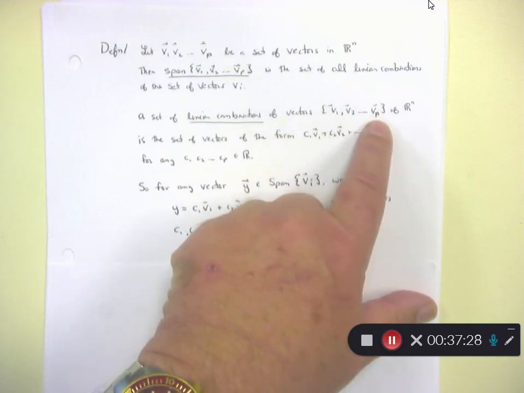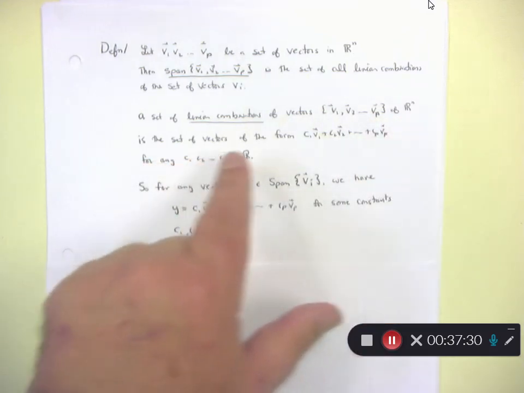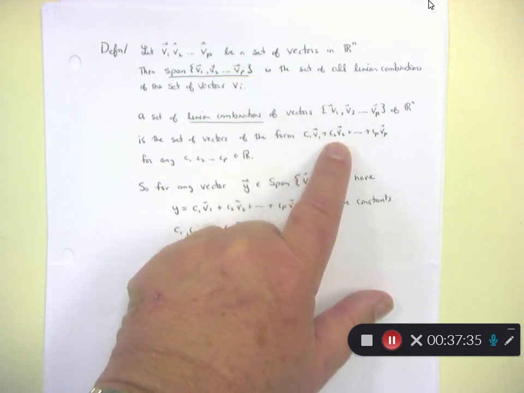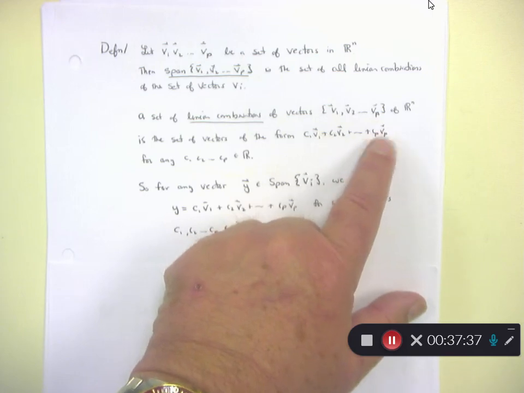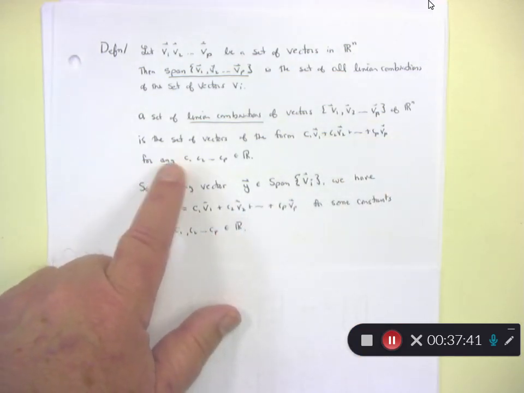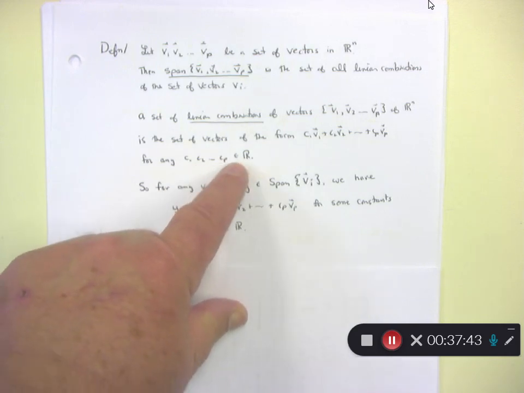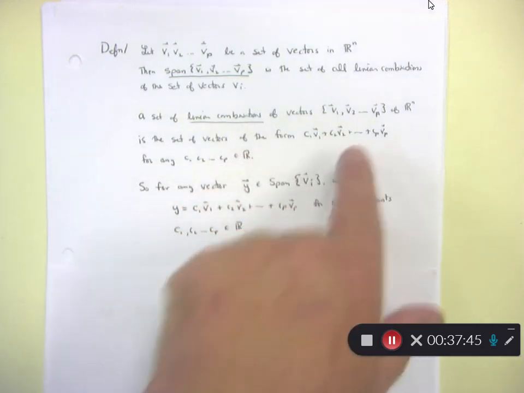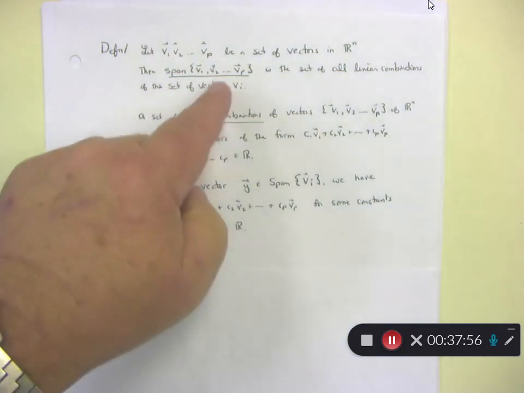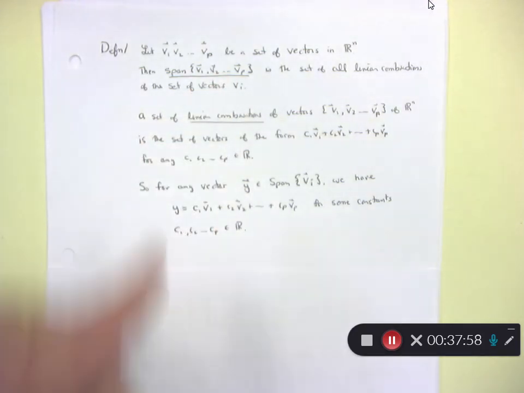is a set of vectors of the form C1 times V1 plus C2 times V2 plus ... plus CP times VP for any, the key word right there is any, C1, C2, all the way up to CP of real numbers. You can put any scalar in front of these vectors, and that becomes the set of linear combinations. So to be in the span of a set of vectors, you are going to be a linear combination.